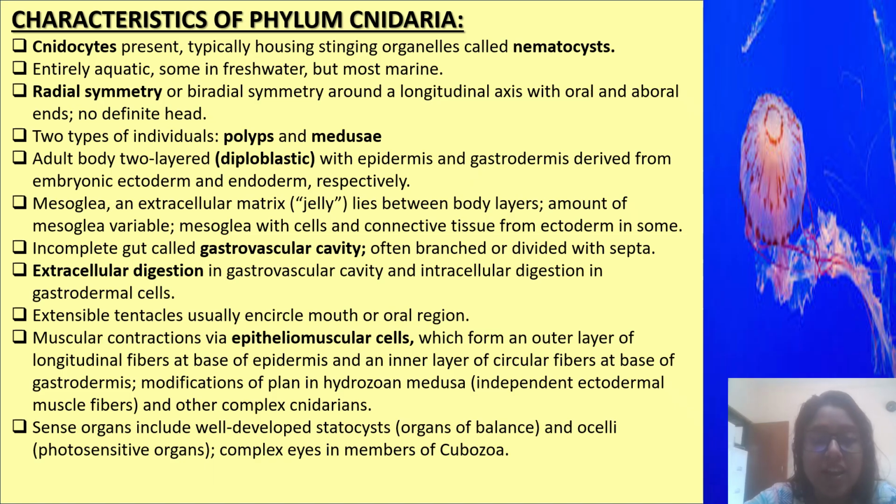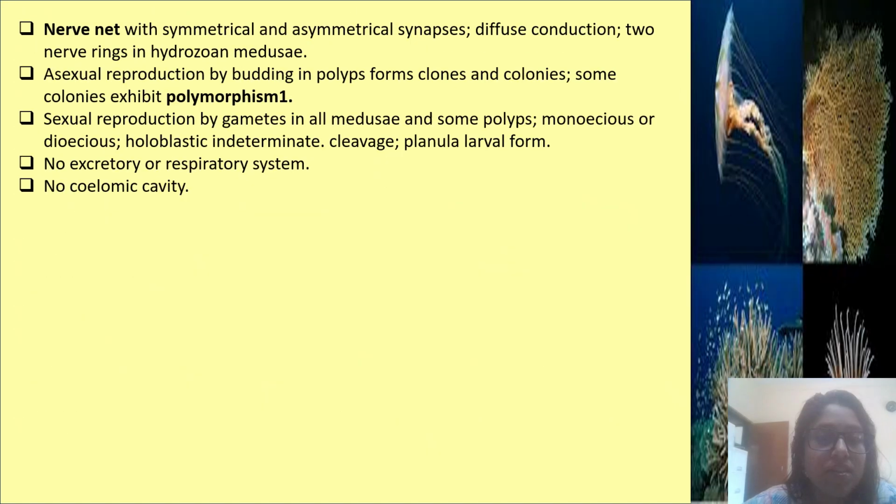Modification of plan in hydrozoan medusae, that is independent ectodermal muscle fibers, and in other complex cnidarians. Sense organs include well-developed statocysts, organs of balance, and ocelli, that is photosensitive organs, with complex eyes in members of Cubozoa. Next, nerve net with symmetrical and asymmetrical synapses, diffuse conduction, two nerve rings in hydrozoan medusae.